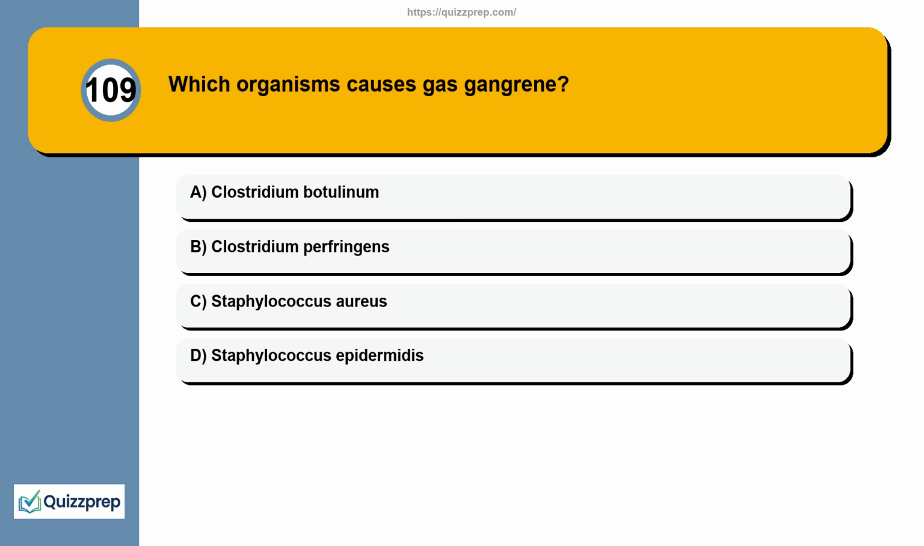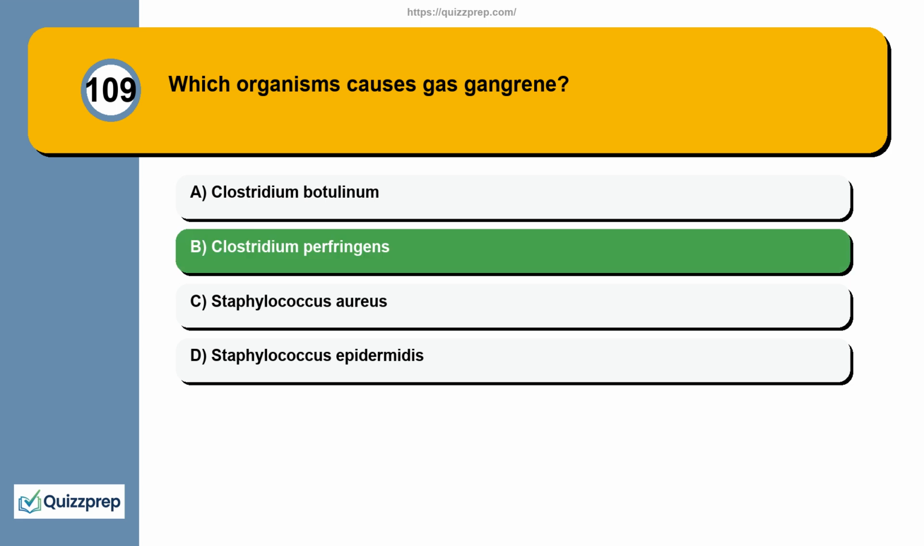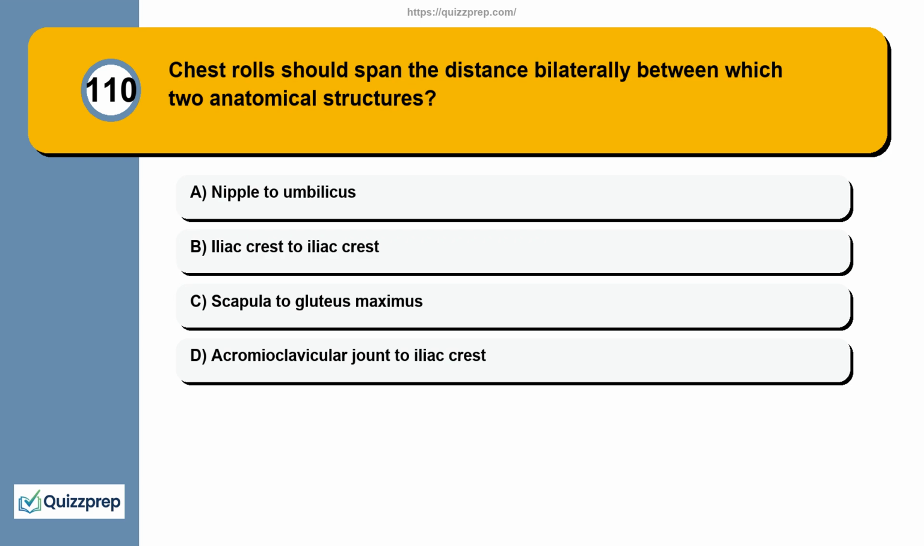Option A, Clostridium botulinum. Option B, Clostridium perfringens. Option C, Staphylococcus aureus. Option D, Staphylococcus epidermidis. The correct answer is option B, Clostridium perfringens. Question 110. Chest rolls should span the distance bilaterally between which two anatomical structures? Option A, nipple to umbilicus.